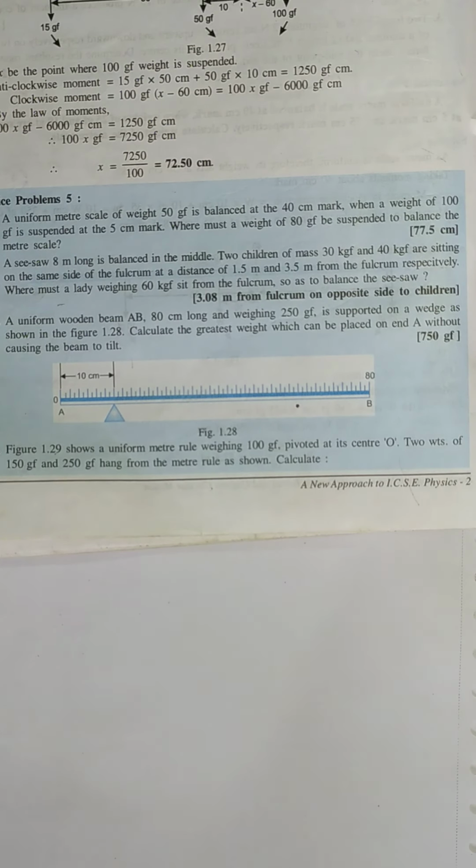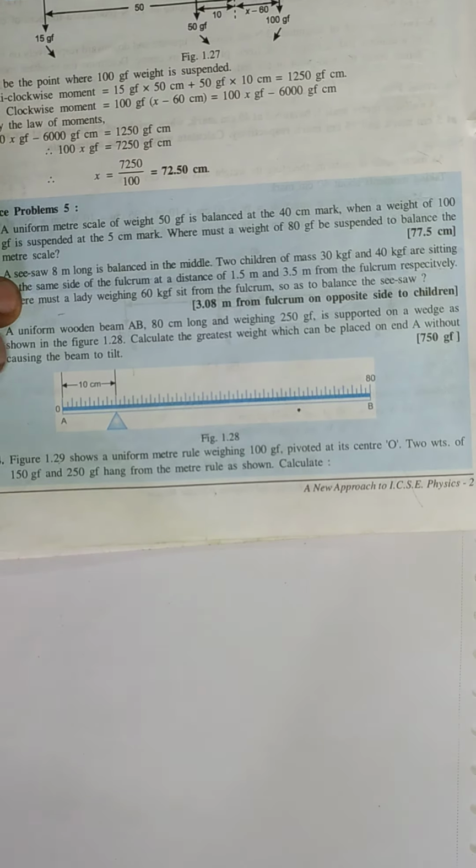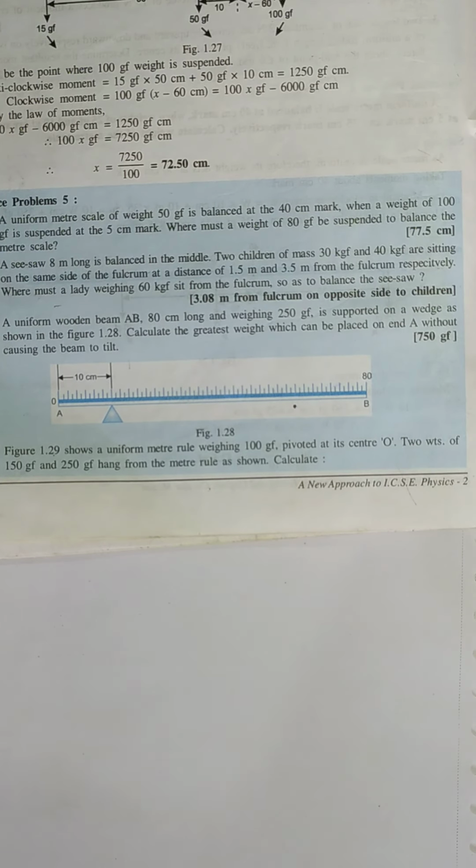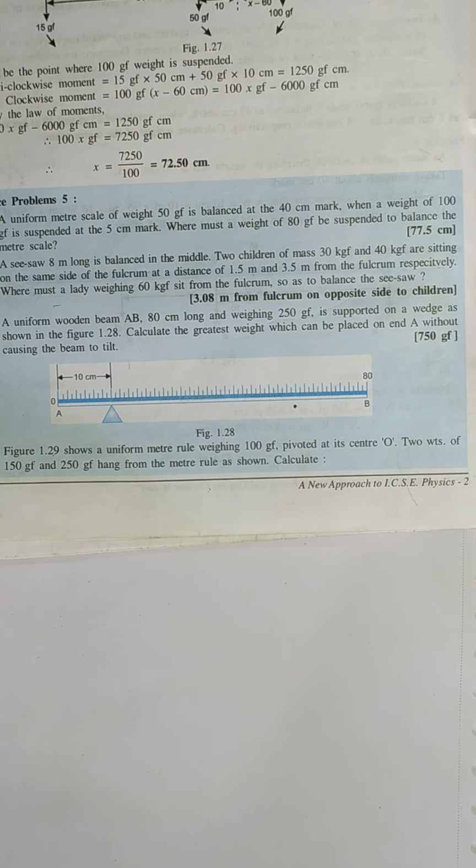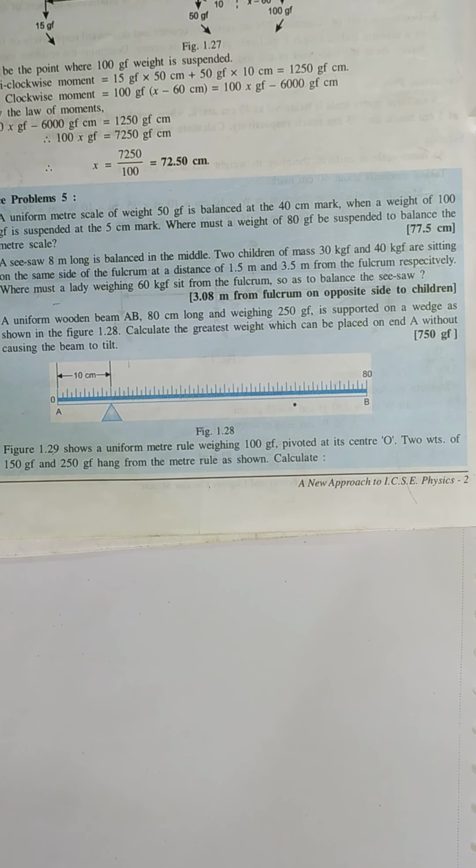Now let us try this third sum. A uniform wooden beam AB, 80 centimeter long, diagram is given for help. Now see here that it is not a meter scale, it is 80 centimeter long. Its weight is 250 GF. So obviously we will suspend the weight at the center mark. The center mark here will be 40.